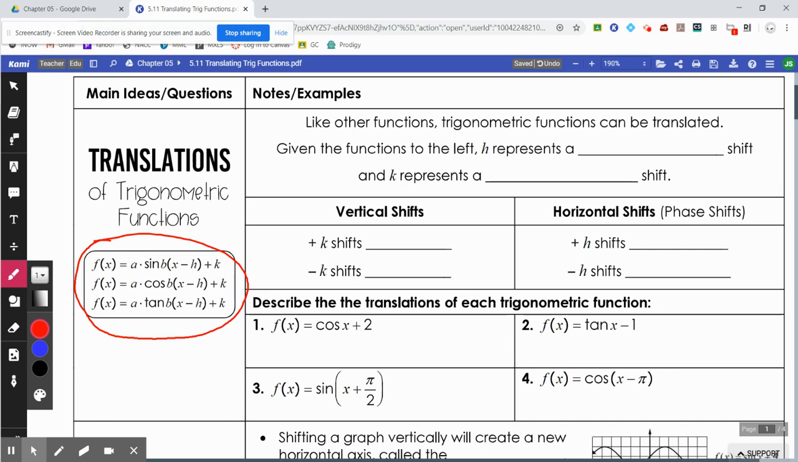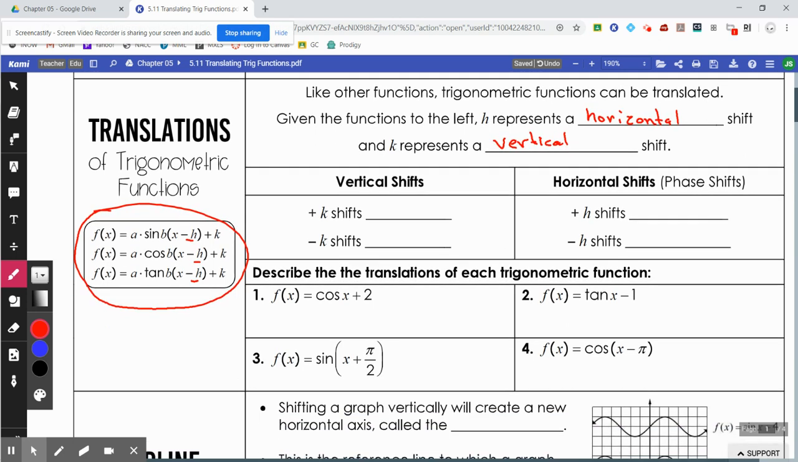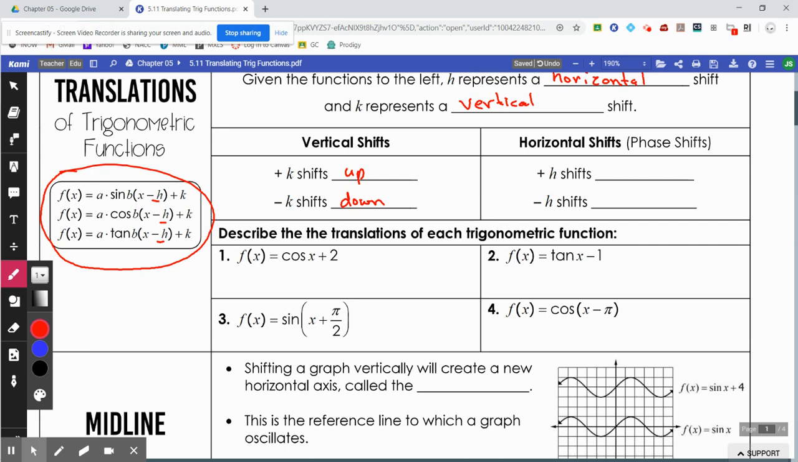Given the functions to the left that I just showed you, h is going to be a horizontal shift because it's on that x value, and k is going to represent a vertical shift as it has with our other functions. If you have a positive k, that's going to shift your graph up, and a minus k is going to shift it down. If you have a plus h, remember that this works backwards. Plus is going to shift it left, and a minus is going to shift it right.